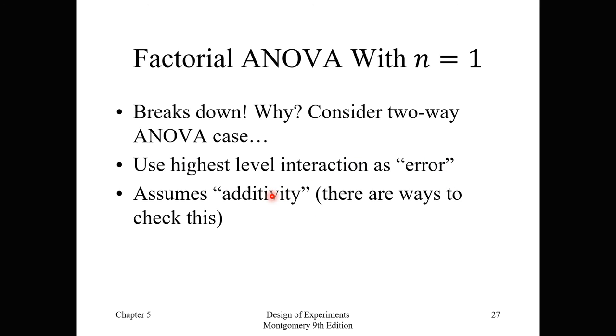This is called the idea of additivity in the two-way ANOVA case. When our highest level interaction is our only interaction, an additive model just means that we don't have any interaction terms in it. So this assumes this additive model. There are definitely ways that we can check on this assumption, even when we just have a sample size of 1, that you can dive into, but we won't have time to go into it here.